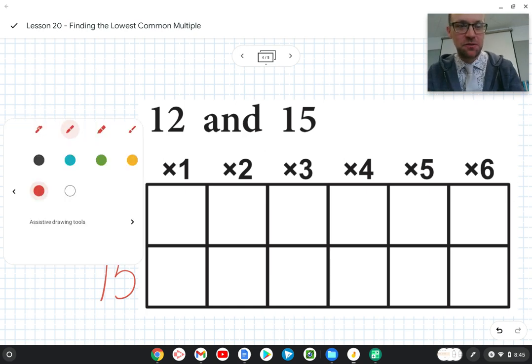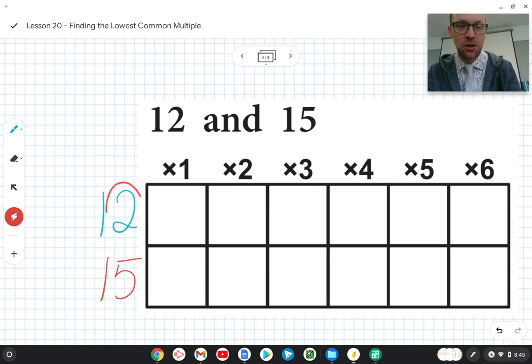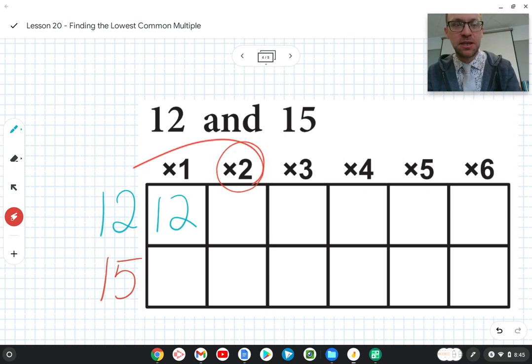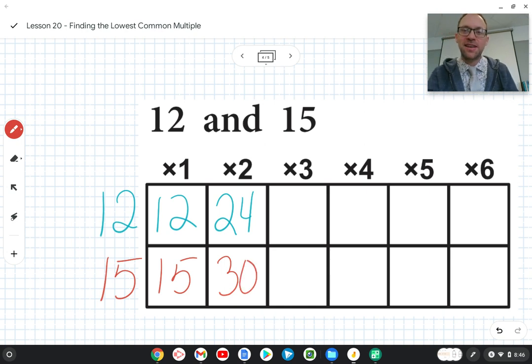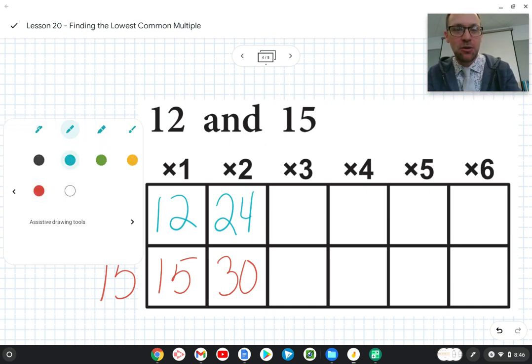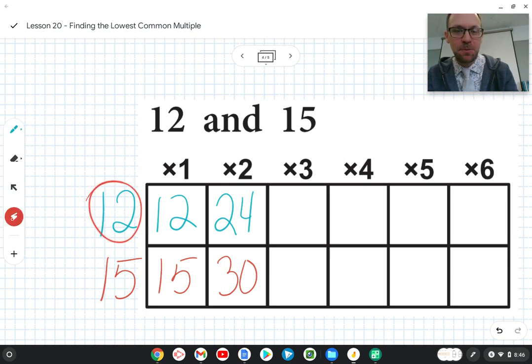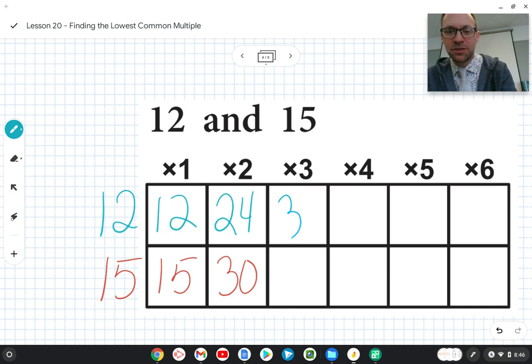Okay, so did you find as the first two multiples for each number, 12 times 1 is 12, and 12 times 2 is 24. And let's see here, let me check my 15 times 1 is 15, and 15 times 2 is 30. I hope so. Those are the first two multiples for each number. Now, do we see any multiples that they have in common? No, not yet. So let's keep going. I'm going to flip back over to 12 now. I'm going to do 12 times 3. Find the next multiple, and that multiple is 36.